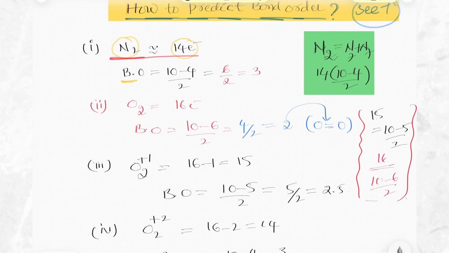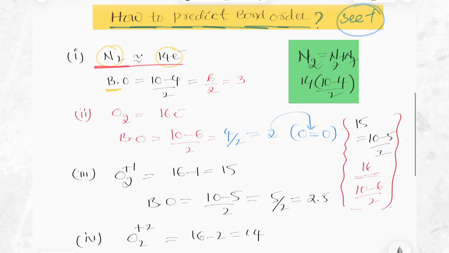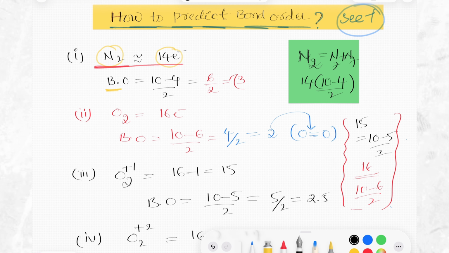All of you concentrate on how to find the bond order. See this N2, 14 electrons, (10 minus 4) by 2. So what is the answer? 3. That is just what we discussed. Bond order is 3. Clear? Now we'll go for O2.